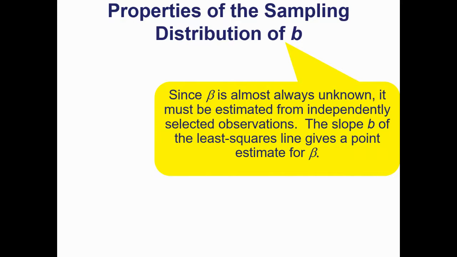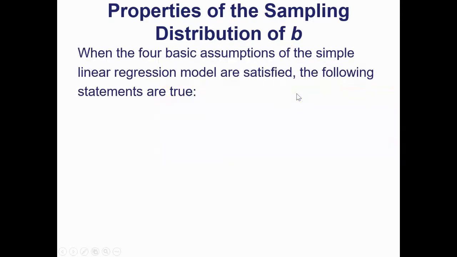So just like how yesterday we said that the true population regression line is unknown, so we estimate it, that kind of goes for beta as well. Beta, which is the true value of the slope of the population regression line, is unknown, so we use b, which is the slope of our least squares line, to estimate it. When the 4 basic assumptions that we talked about yesterday are satisfied, then the following 3 statements would also be true.